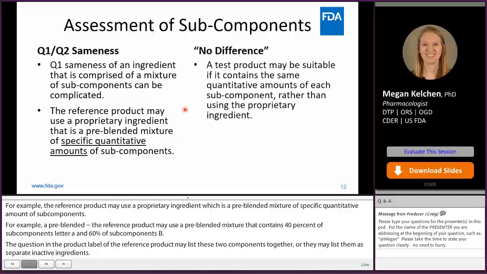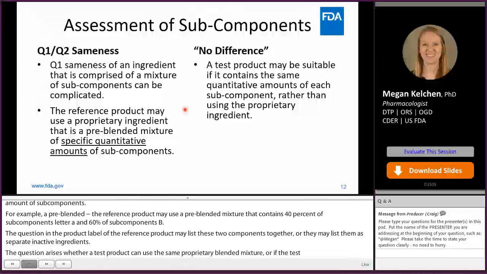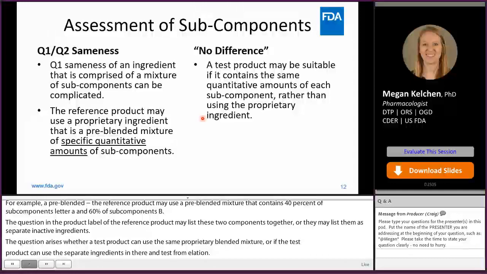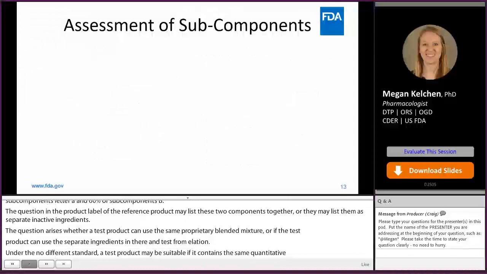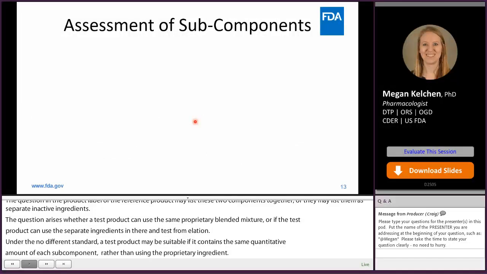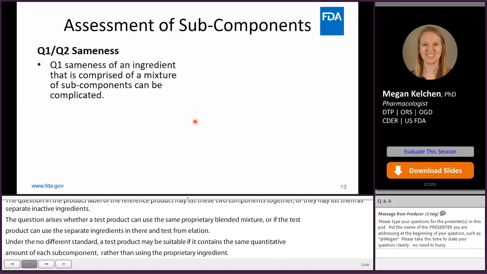Under the no difference standard, a test product may be suitable if it contains the same quantitative amounts of each subcomponent, rather than using the proprietary ingredient. So in our example, a test product can either use the same proprietary inactive ingredient, or they can add the two subcomponents separately. Let's stay with the assessment of subcomponents for another example.